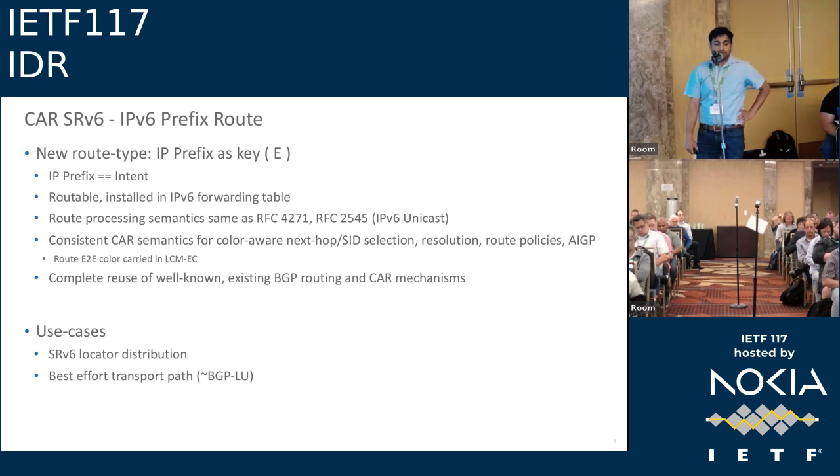And the use case is, of course, as already mentioned, SRv6 locator distribution. And since CAR also supports MPLS, it can be extended for the best-effort transport path, just for simplicity for the operators instead of running BGP-LU. So the same SAFI carries all the transport prefixes.